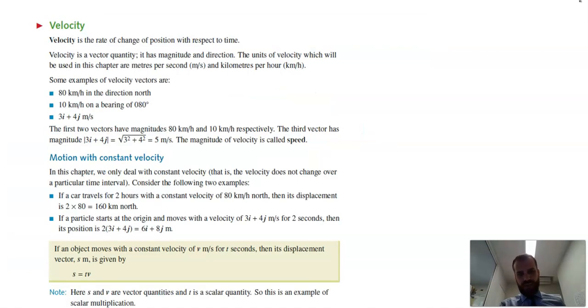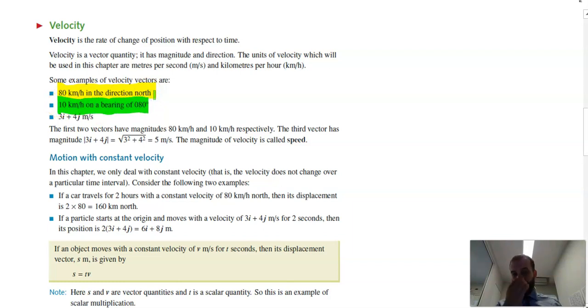Looking at velocity here. Now, importantly, velocity is not speed. Speed is just 80 kilometers per hour, 10 meters per second. Velocity, however, has a magnitude and a direction. So 80 kilometers an hour in the direction north. That is velocity because we're given a speed and the direction the speed's going in. 10 kilometers an hour on a bearing of 80 degrees true.